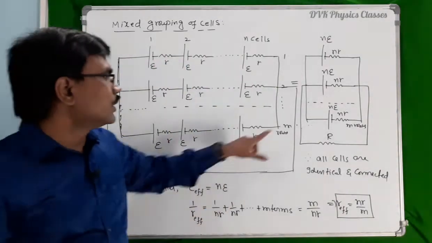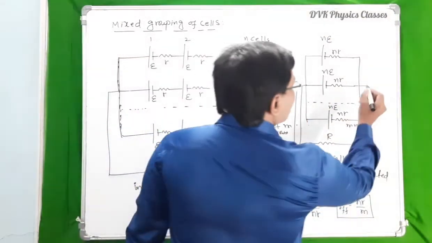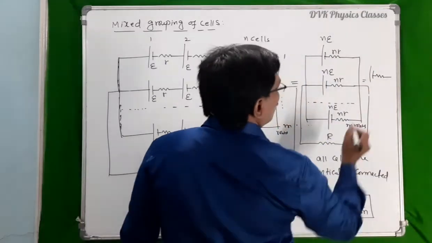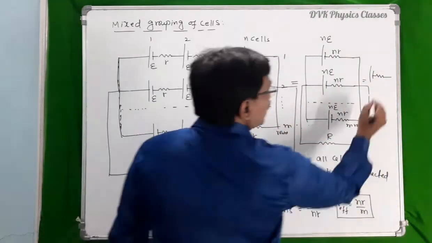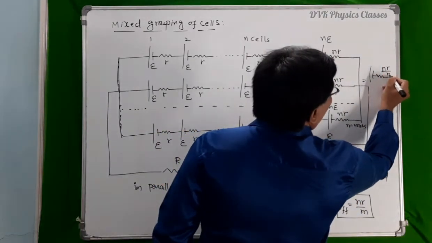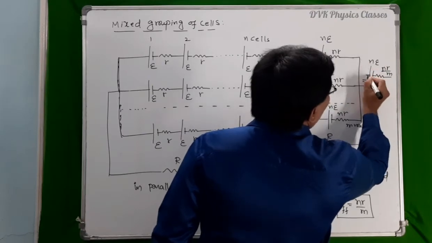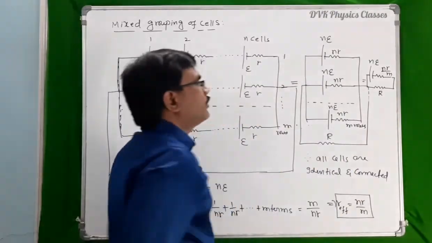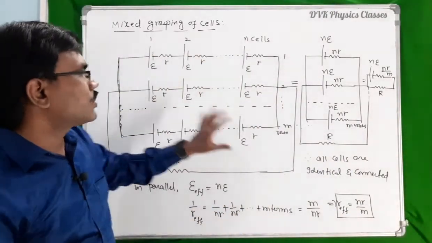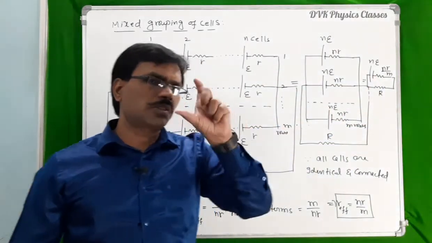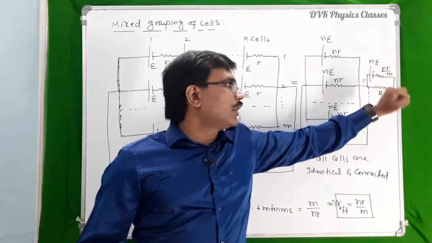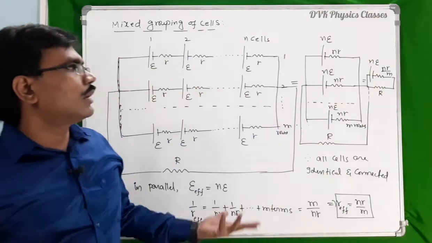So now this can be further replaced by a single cell. And what is its total internal resistance? It is nr upon m, and here it is nE, and here we have the external resistor capital R. That means this whole combination is now equivalent to this circuit: a single cell having EMF nE and internal resistance nr upon m with external resistance capital R.